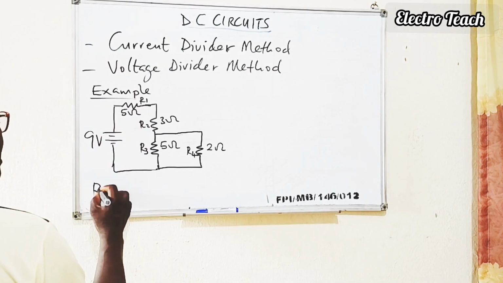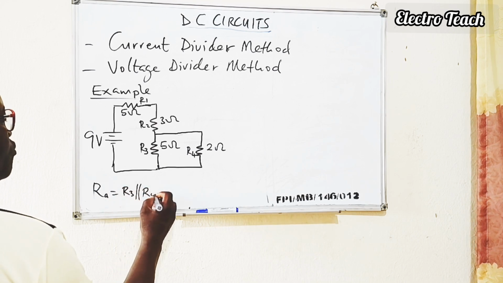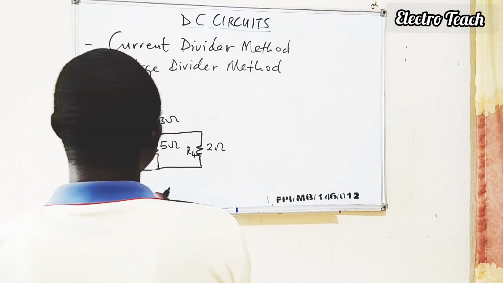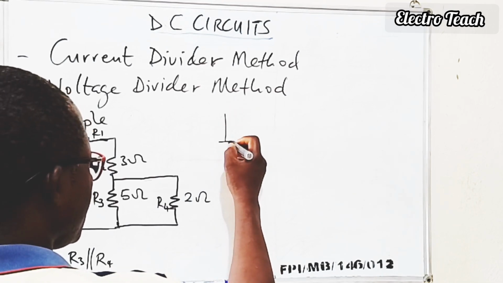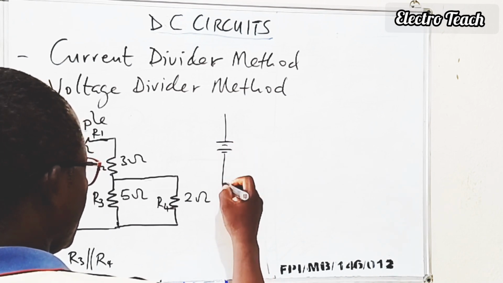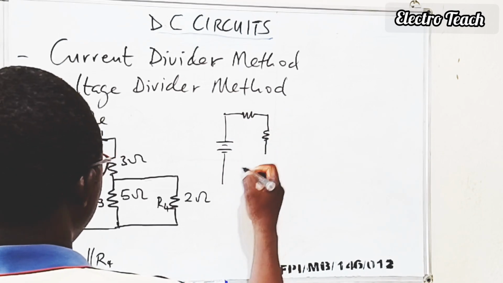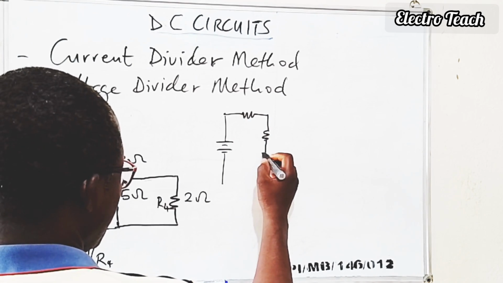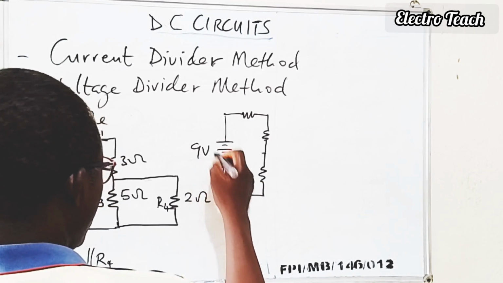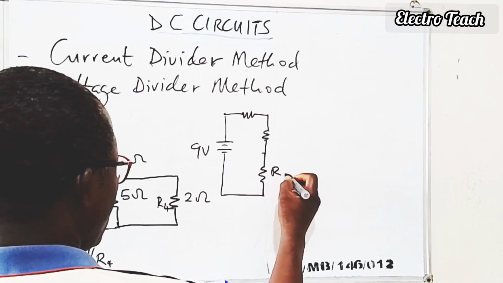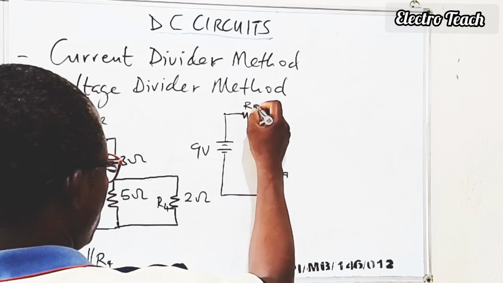So RA equals R3 parallel to R4. Now, if you do that, we can redraw the circuit in this manner. This is 9 volts. Here we have resistor RA, and here we have resistor R2, and here is resistor R1.